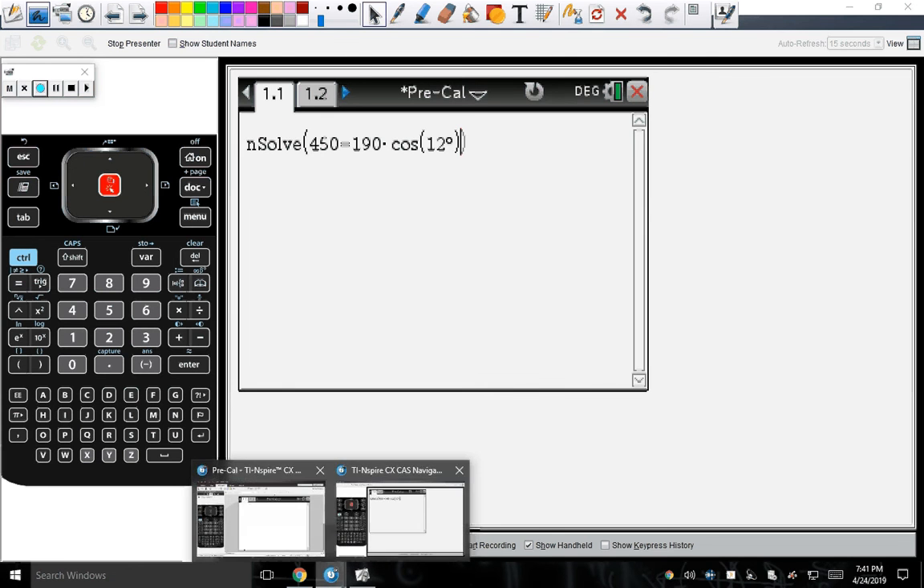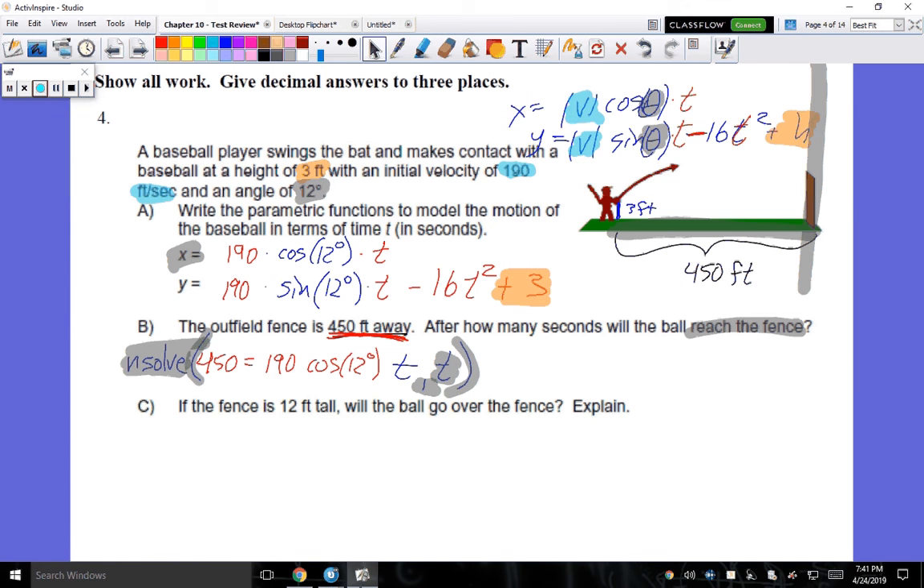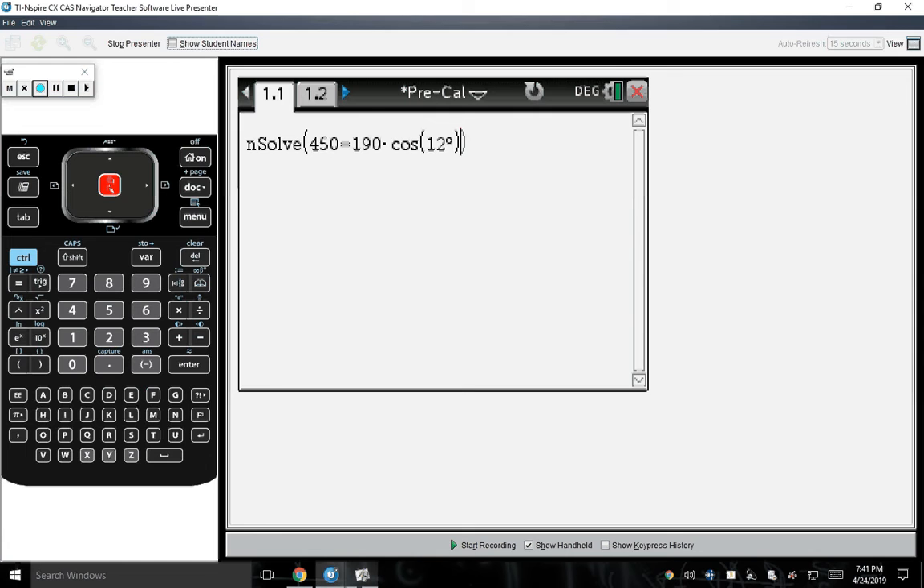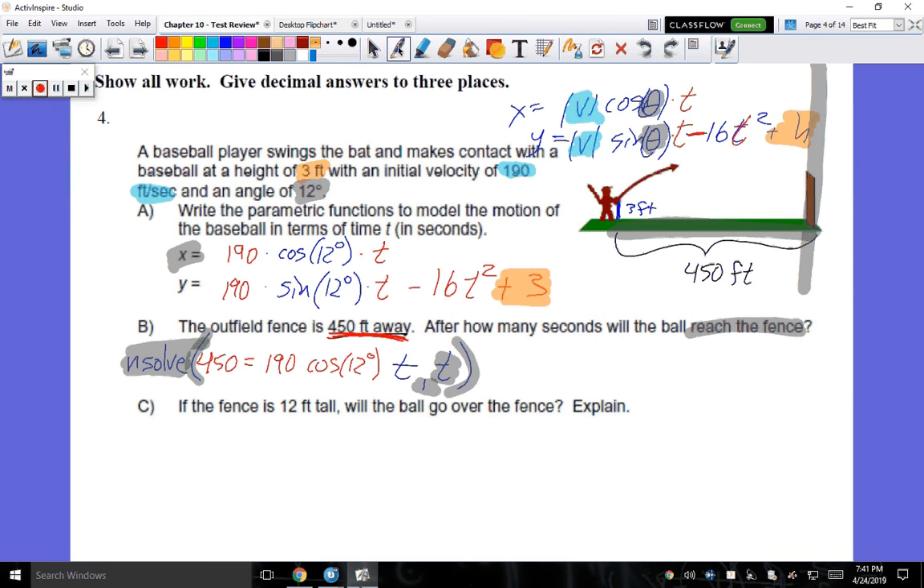So let's go back to our equation, and we're going to do times t, comma t. So times t, comma t, and then control enter. And we see that it's going to take 2.421 seconds. So we're going to say time is 2.421 seconds.